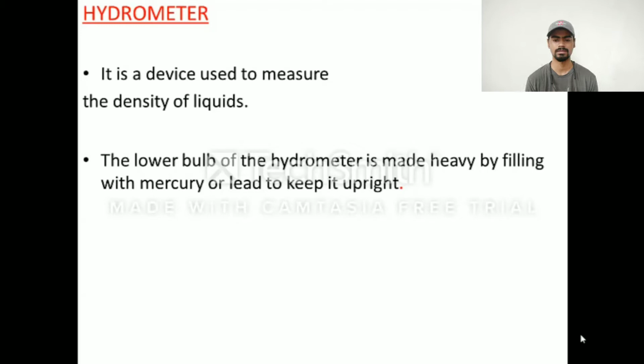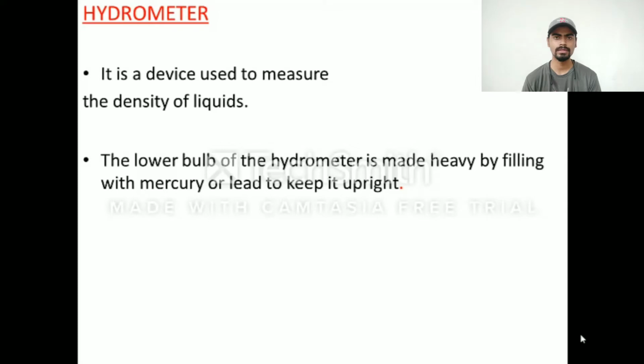So let us study how the hydrometer looks. Like a thermometer, at the end there is a bulb, and inside that bulb mercury is filled. The hydrometer also has the same thing. At the bottom, there is a bulb, and inside that bulb either mercury or lead is there.